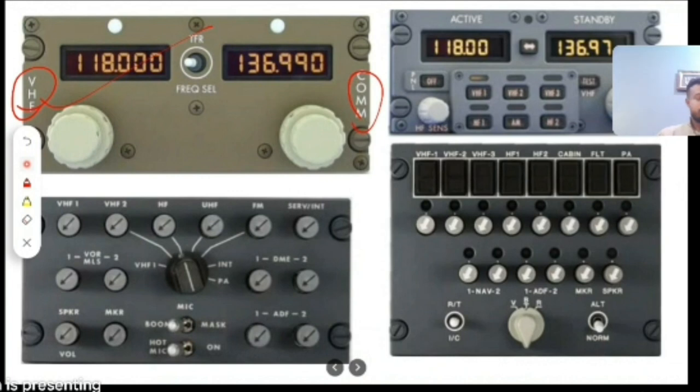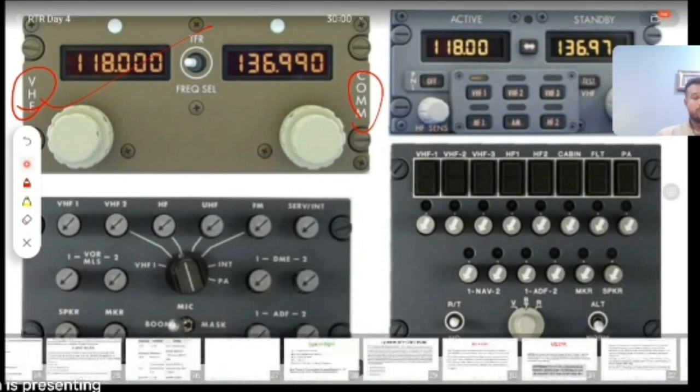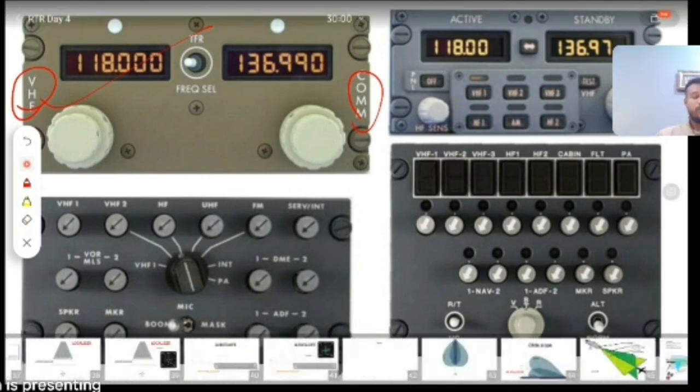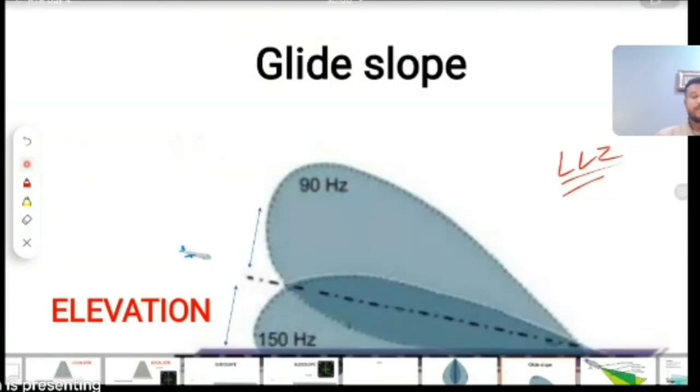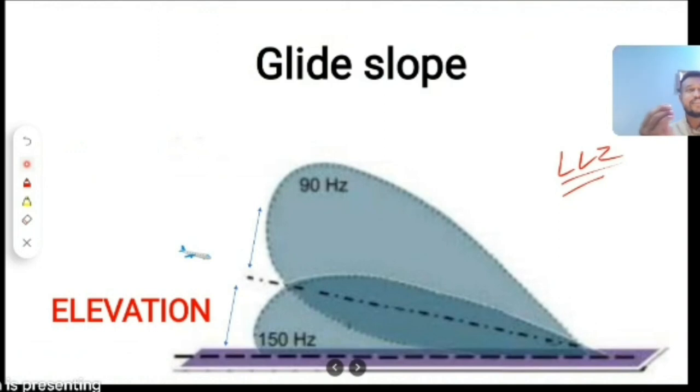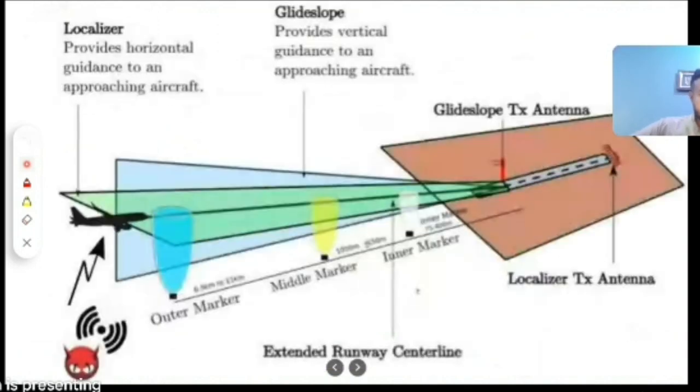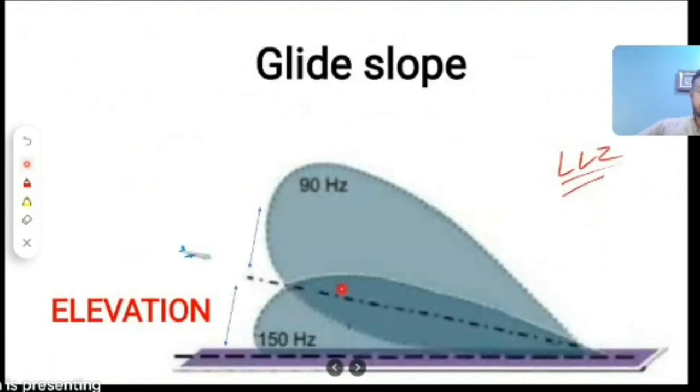Okay. So now coming to the glide slope path part. For the glide slope, the antenna will be just near the aiming point. If you see, here will be the glide slope path antenna. Just as the localizer antenna transmits the frequency, in an identical way the glide slope also transmits an electromagnetic wave.